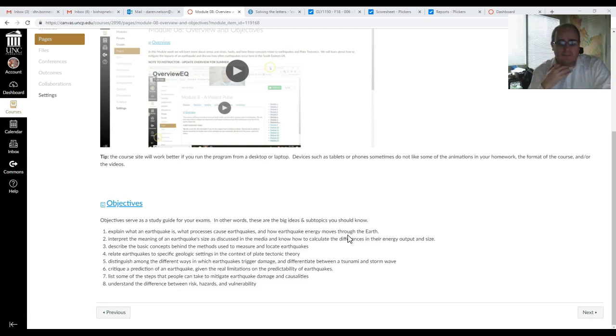Describe the basic concepts behind the methods used to measure and locate earthquakes. We're going to talk a little bit about how to actually do what we call triangulation to be able to figure out where an earthquake epicenter is. We're going to talk about how to relate earthquakes to plate tectonic theory, and distinguish among the different ways that earthquakes trigger damage, like liquefaction, which is a great one. We just had some pretty massive earthquakes, and they didn't hit the news as much, but they had a pretty devastating effect on Japan just earlier this year.